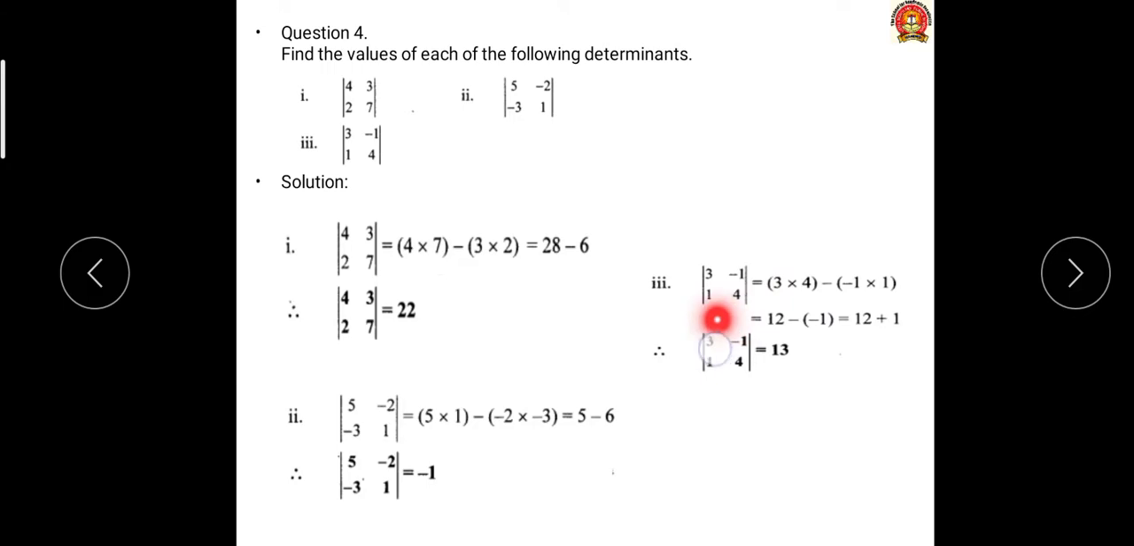Now, 3 minus 1, 1 and 4. 3 into 4, 12, minus 1 into 1, that is 1. So 12 plus 1 is equal to 13.